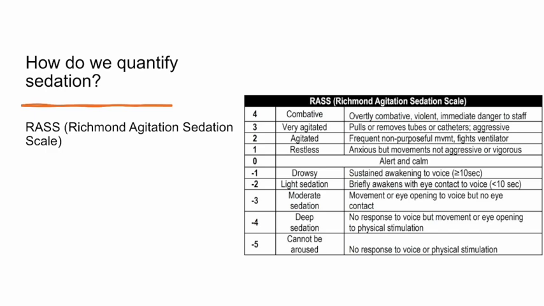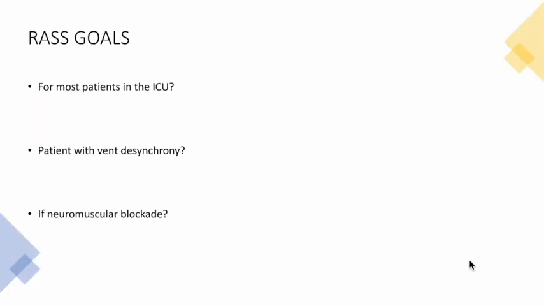So when you order sedation, you'll order it to be titrated to a RASS goal. So you might choose a RASS goal of -1 to -2 or a RASS goal of -3 to -4. So what goal do we want for patients to be adequately sedated while not being over-sedated? For most patients in the ICU, our goal is 0 to -1, which means that these patients are essentially awake and alert.